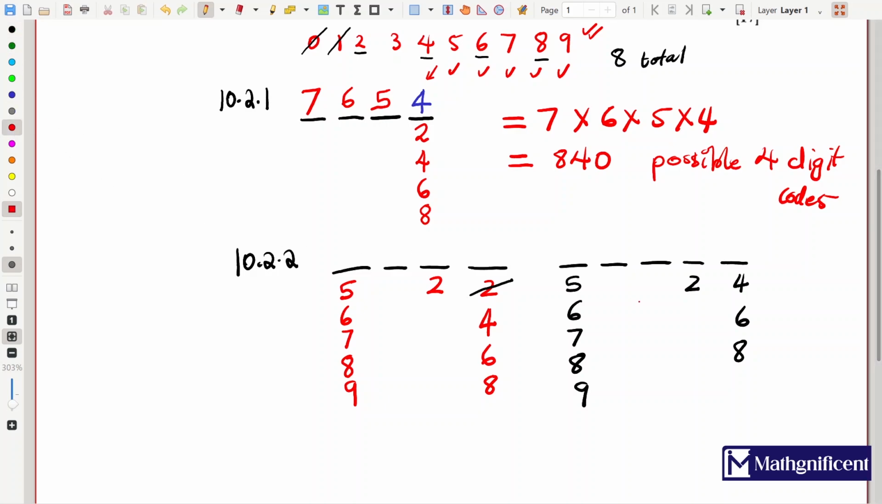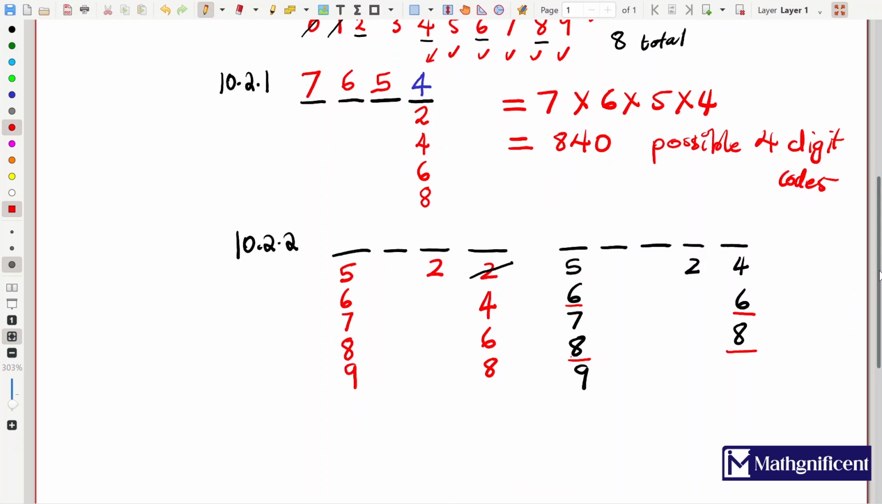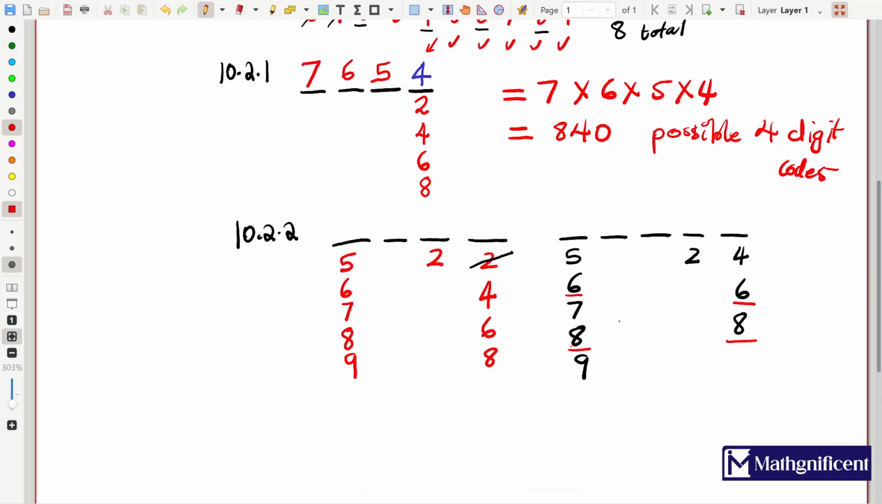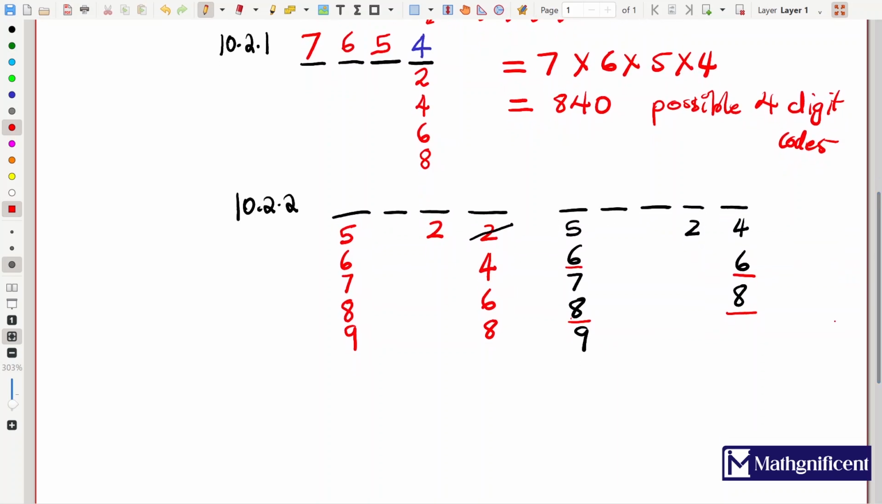Remember, now we still have 6 here, we still have 6 here, we still have 8 here, and we still have 8 here. Then remember, repetition is not allowed, right? So how can we handle this? Now we can just treat this as 2 separate conditions, right? So now let's take, if our code was to start with 5, 7, and 9.